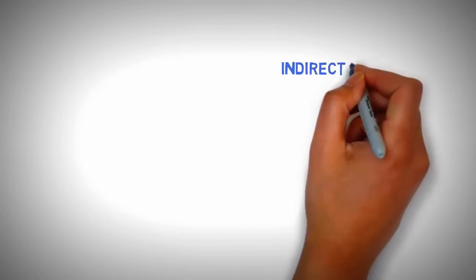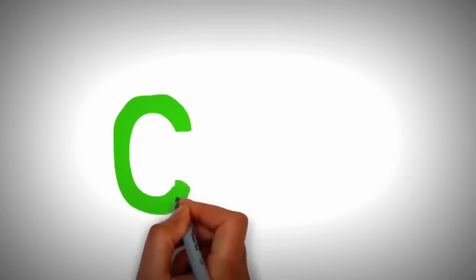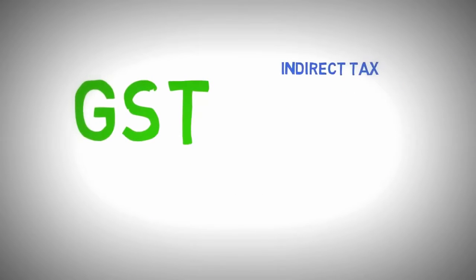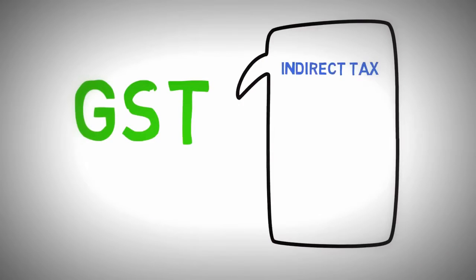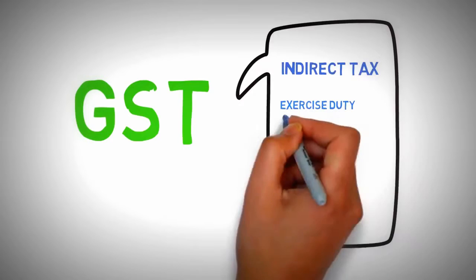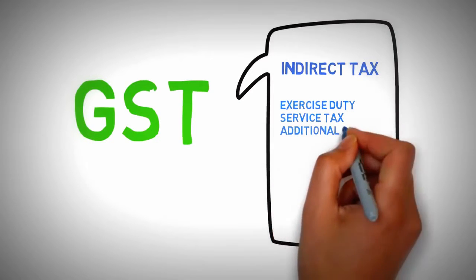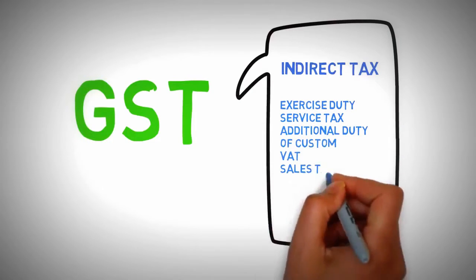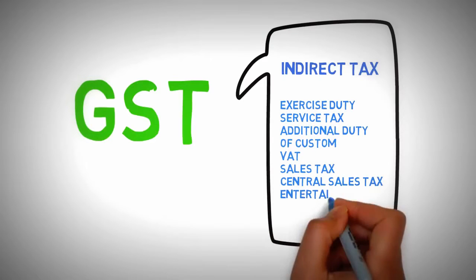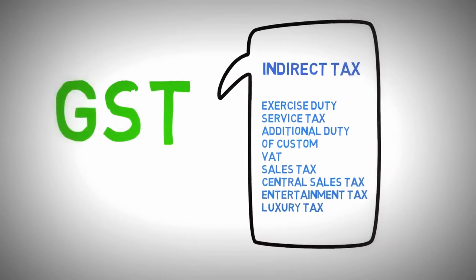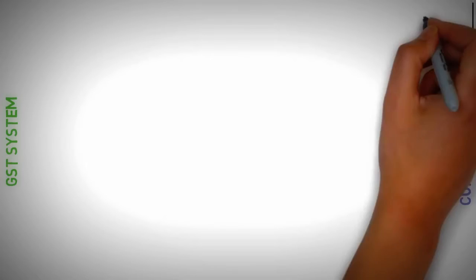Here, the point of interest is indirect taxes, because GST will replace all indirect taxes, which includes excise duty, service tax, additional duty of custom, VAT, sales tax, central sales tax, entertainment tax, luxury tax, etc. So the question is, how is GST different from the current taxation system in India? I'll explain this with a simple example.